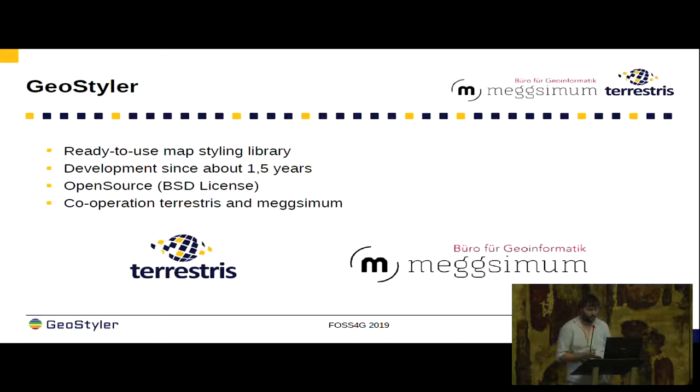And GeoStyler in general is a ready-to-use map styling library. Its development is about 1.5 years now, nearly 2 years, something like that. It's open source, BSD license. It's on GitHub. I'm going to show the link later. And at the moment, it's mainly a cooperation between Terrestris and Meggsimum. But there is already one external coder, and maybe you think it's so wonderful, after I've finished my talk, you want to jump into that project. We are absolutely open to that, as any open source project, I think.